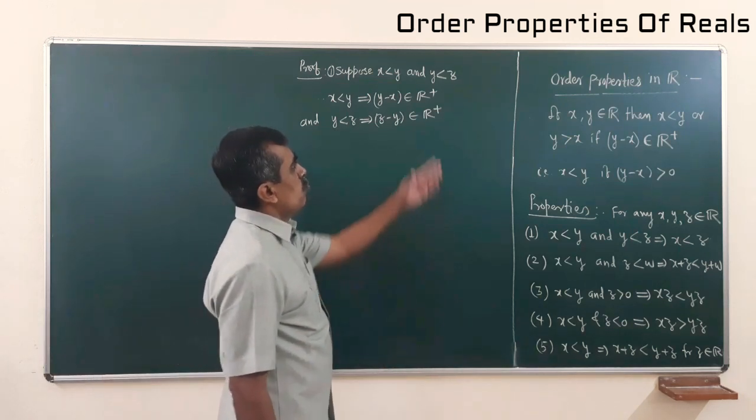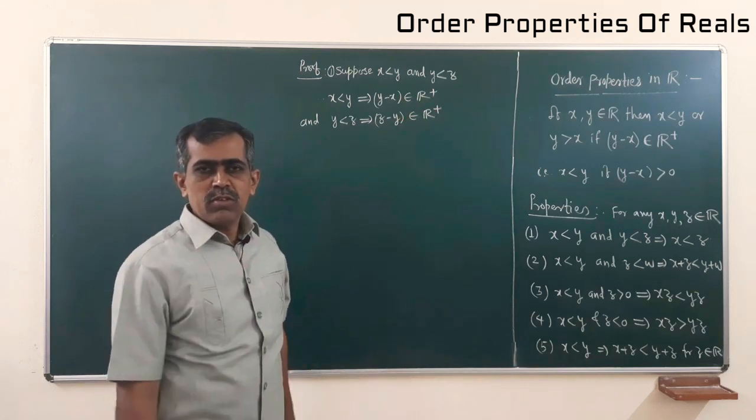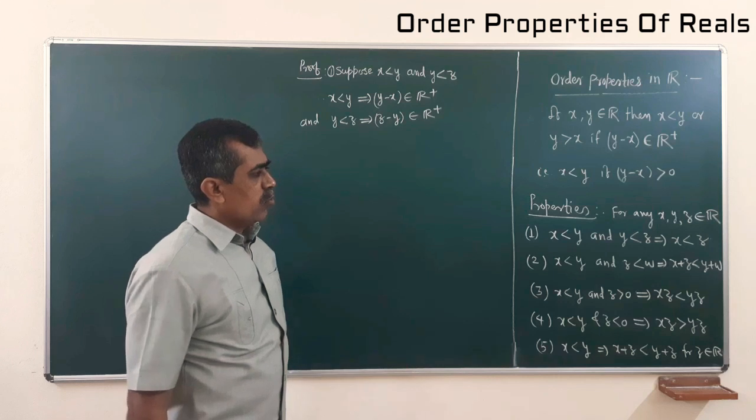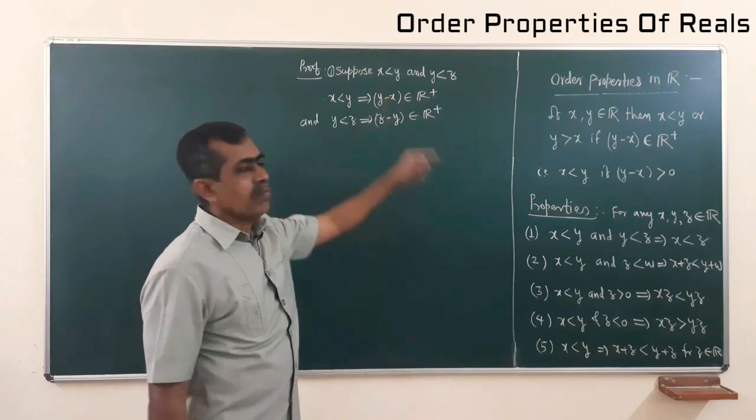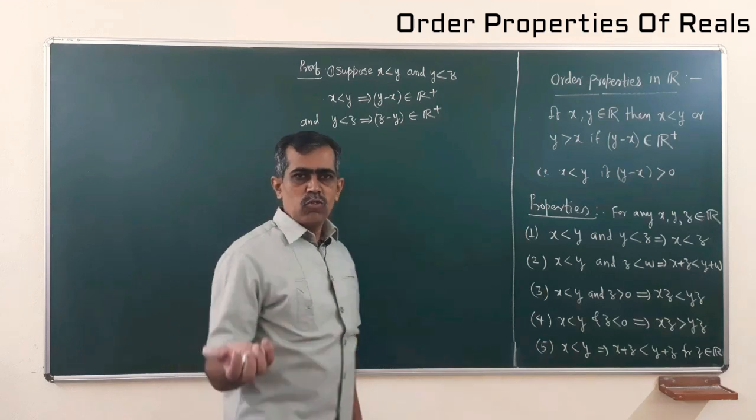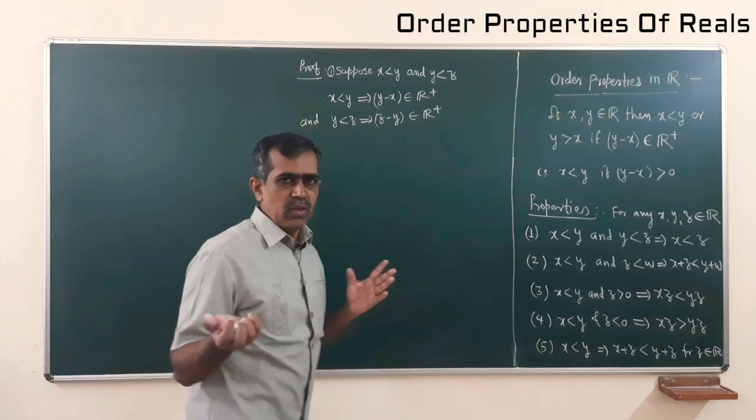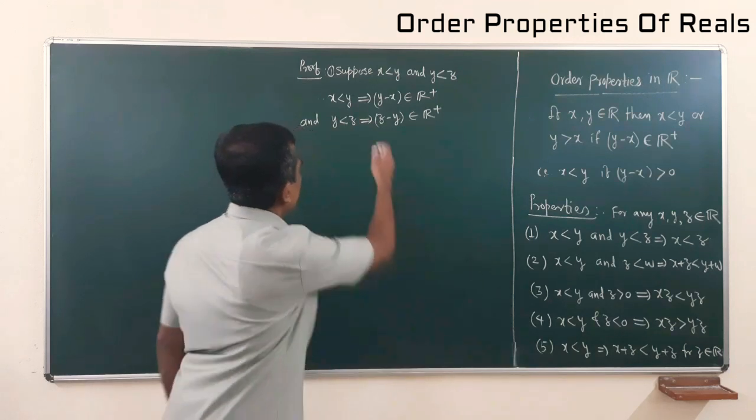Now see, use the property of R plus. What is the property of R plus? R plus is closed with respect to addition. Means if A belongs to R plus, B belongs to R plus, then A plus B is also a positive real number. A plus B belongs to R plus.